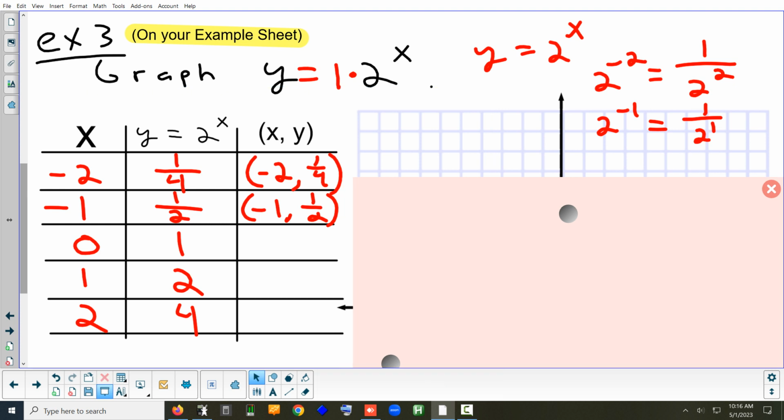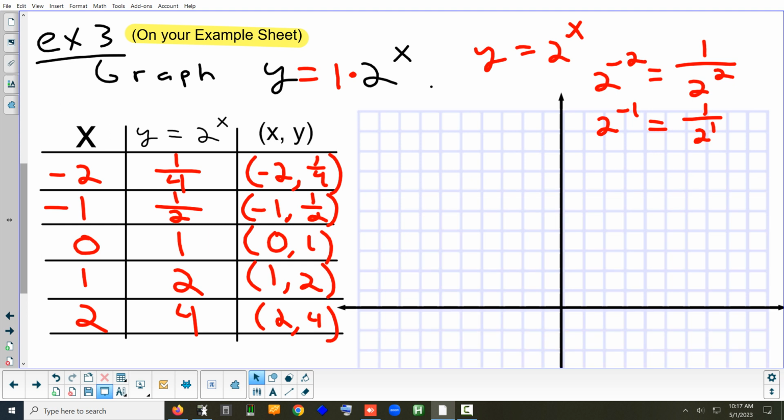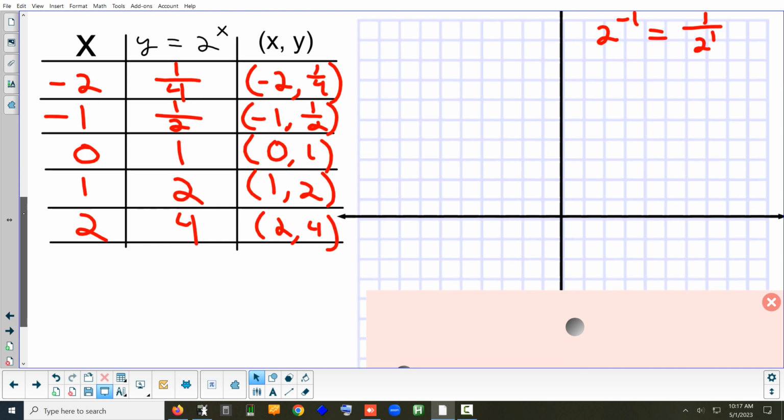Brady, what's my next coordinate? 0, 1. Maya, my next one? It would be 1, 2. Yeah, that's what I meant. Okay. And then the last one? 2, 4. Okay, so that's how you make your table. You take the x values, plug them in one at a time into your formula, and get your y values. Now we need to graph all those points.